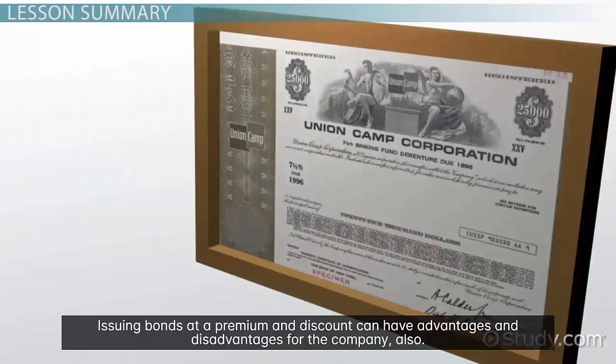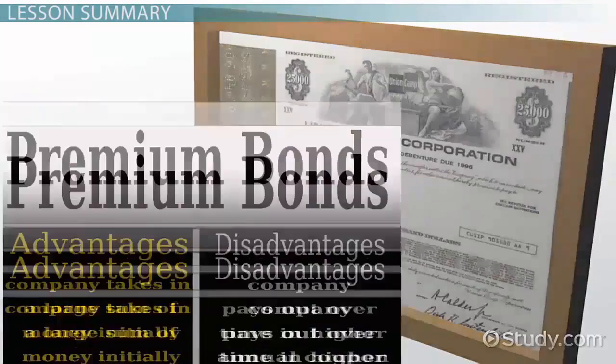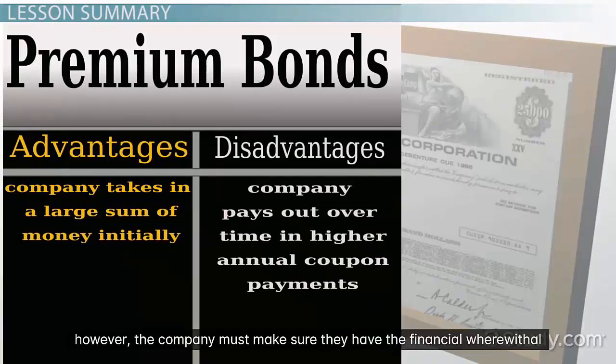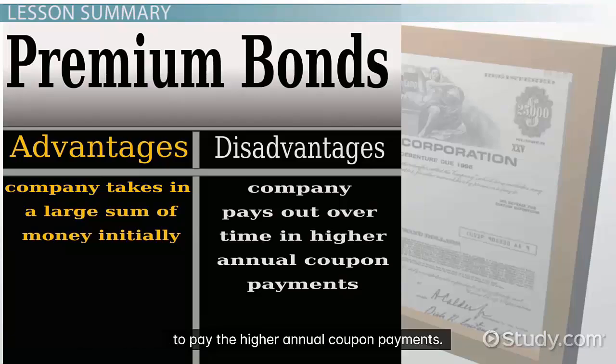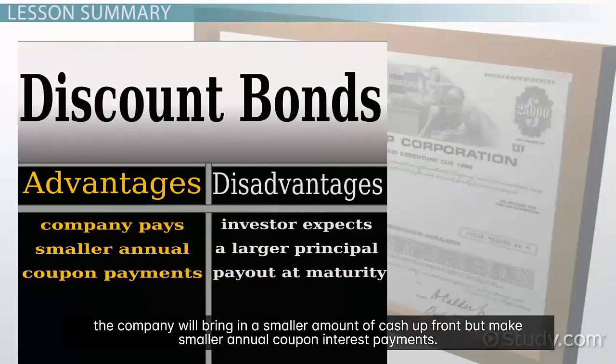Issuing bonds at a premium and discount can have advantages and disadvantages for the company also. Premium bonds will bring in a significant amount of cash when the bond is sold. However, the company must make sure they have the financial wherewithal to pay the higher annual coupon payments. When bonds are issued at a discount, the company will bring in a smaller amount of cash up front, but make smaller annual coupon interest payments.